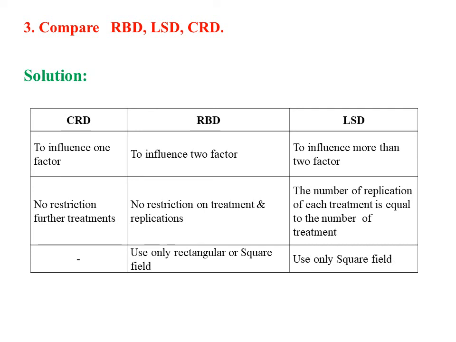What about Latin square design, LSD? It influences more than two factors, it may be 3, 4, 5, 6, whatever it is. And secondly, the number of replications of each treatment is equal to the number of treatments, which means a single replication should not be entertained. That's the meaning. So in the first row, A appears only once, and rows and columns must be equal, and use only a square field. This is what I said. So these are all some points you have to remember while you are solving Latin square design.